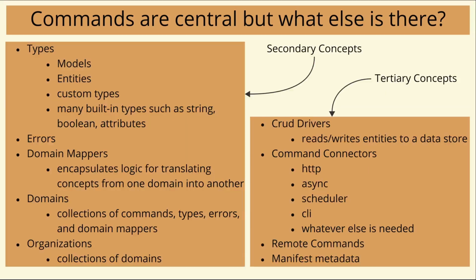We have types. Two interesting types are models and entities. You can also make custom types. There's a whole bunch of built-in types. There are errors, domain mappers. They know how to map a concept in one domain into another domain. We have domains, which are collections of commands, types, errors, whatever. We have organizations, which are collections of domains.